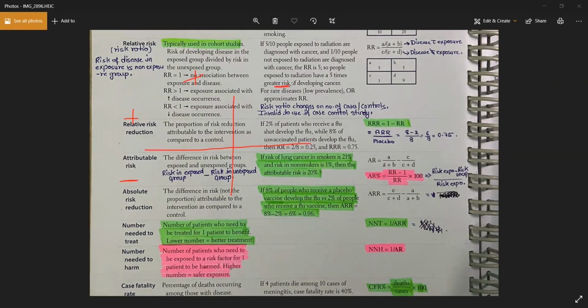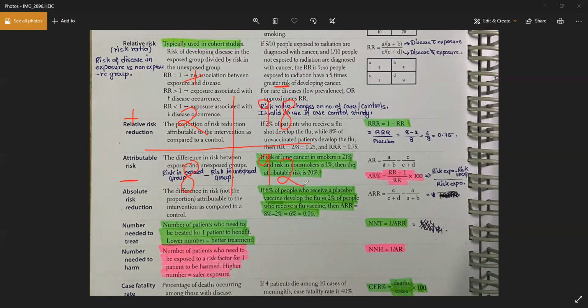Okay, so out of 100 individuals who got the flu shot, 2 of them got the disease, and the remaining 98 did not get the disease, right? Similarly, out of those individuals who do not get the flu shot, 8 got the disease, and the remaining 92 do not get the disease.